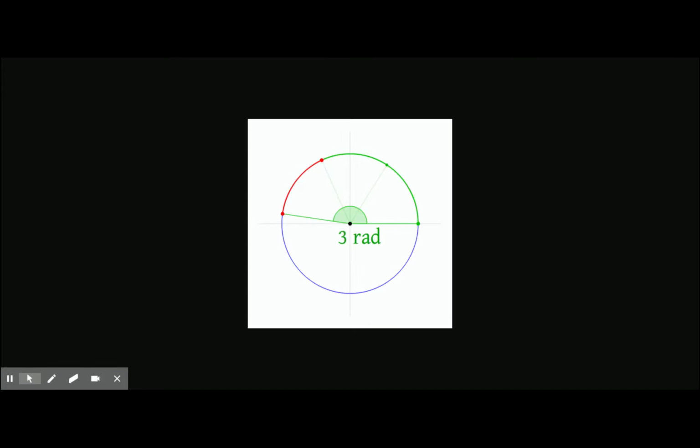So you look at the arc that's made when you measure 1 radius. You measure an arc that's 1 radius long, and the angle it connects with, that's what a radian is. And again, you need to know that half of a circle is pi radians and the full circle is 2 pi radians.